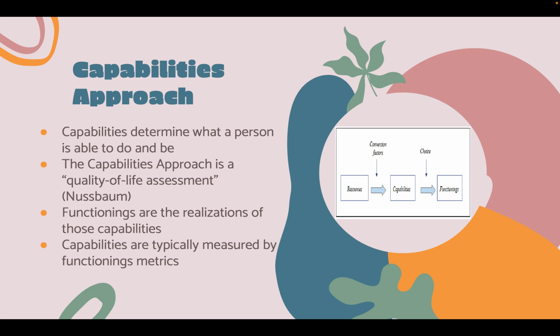Some people may argue that capabilities are very difficult to measure. However, certain capabilities can be more easily measured using functionings. For example, the capability of education can be measured by graduation rates, number of schools in an area, percentage of people who go to higher education, and so on. In this way, capabilities can be measured accurately.